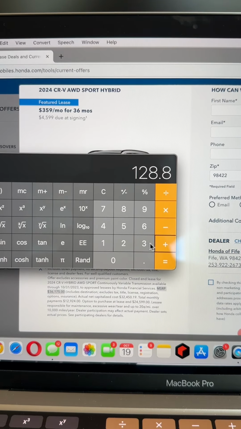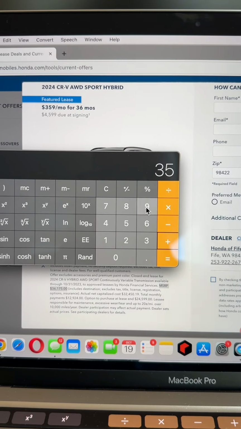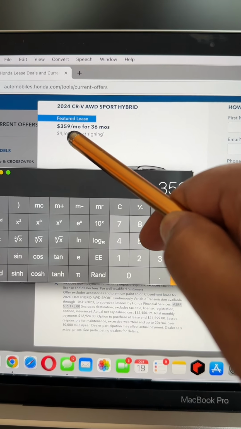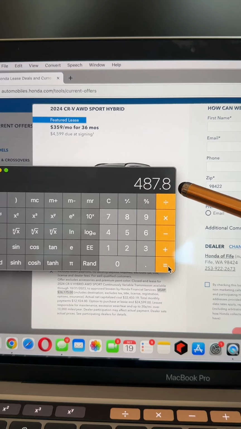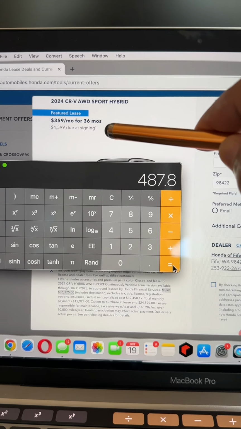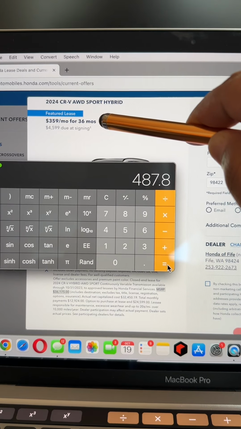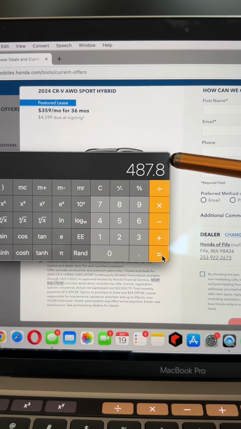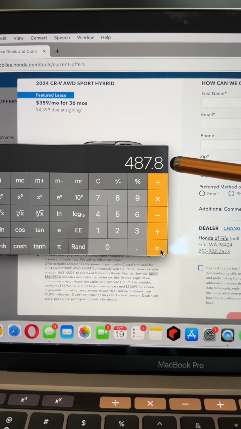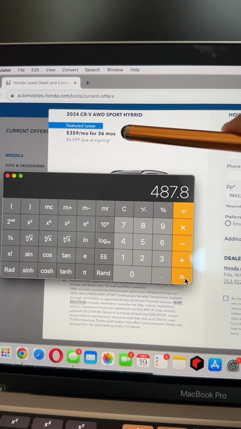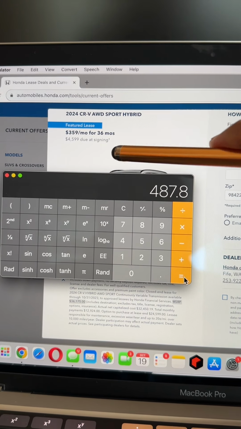Now what I'll do is add $359 to this number, since this is a $359 a month lease, and I get $487.80. So ladies and gentlemen, if I rolled that $4,599 that was due at signing into this monthly lease payment, I get a monthly payment of $487.80 with $0 down. And that's how you can find out how much your monthly payment is going to be on any lease with $0 down.